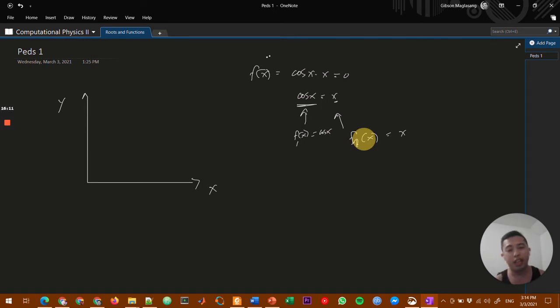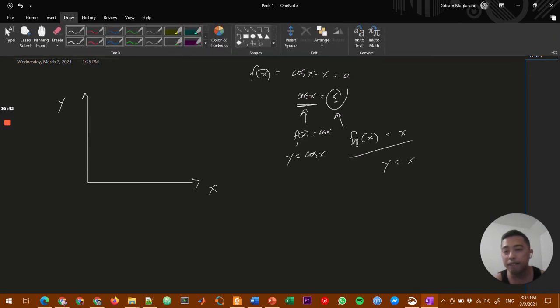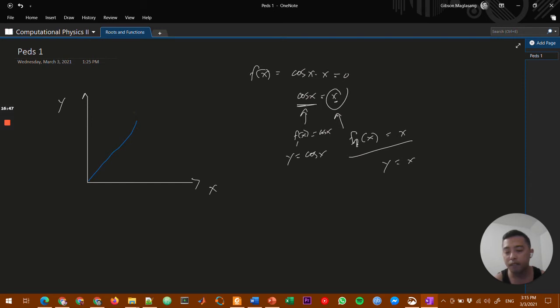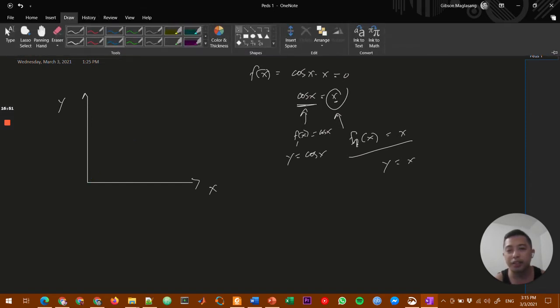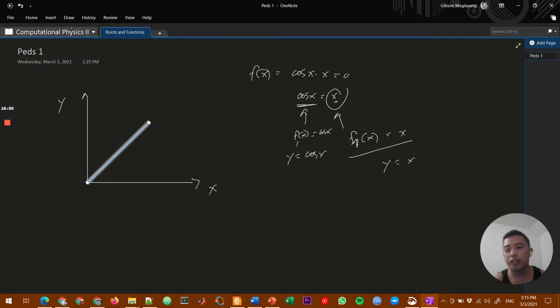If you plot f2 of x, that's just a straight line, right? y equals x. This one is y equals cosine x. So y equals x is just a straight line passing through the origin. So we graph it, in any color. So this would be f of x equals x. It's a straight line.